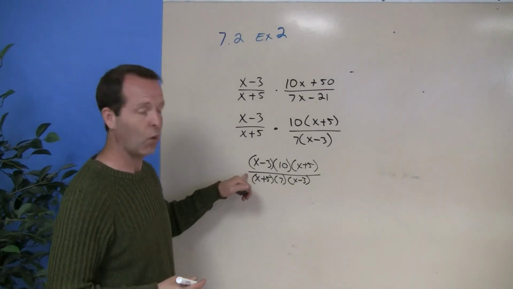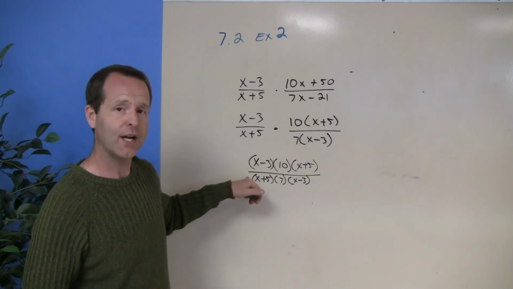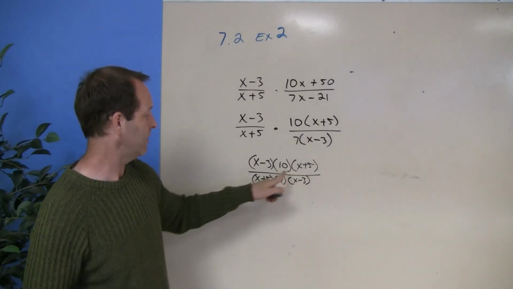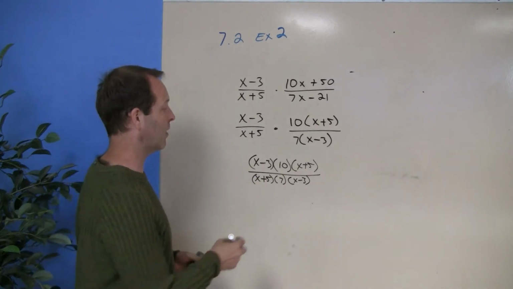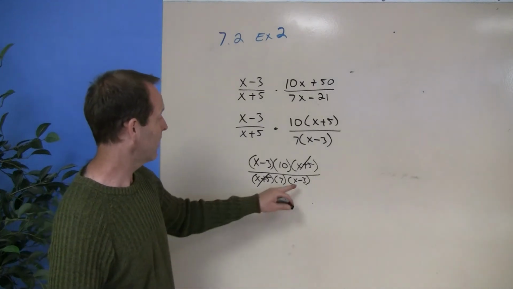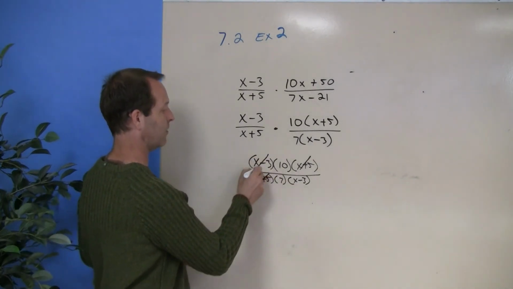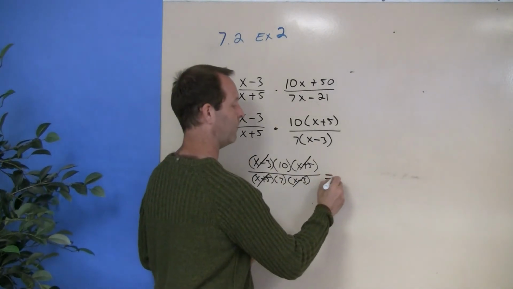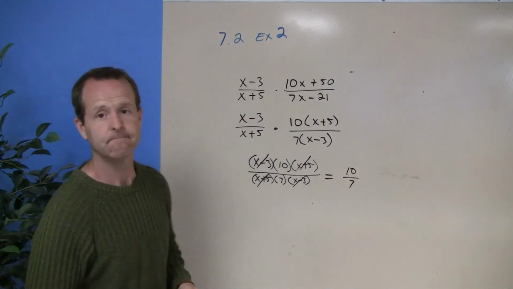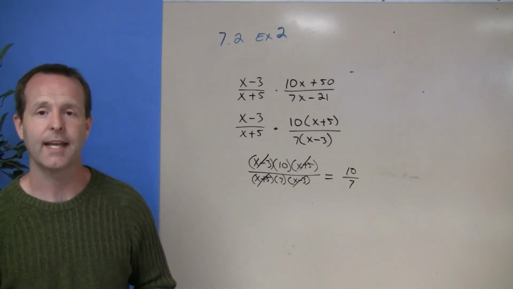So I wrote them all as one fraction, and then in that fraction, I'm going to start to see things cancel out. X plus 5 over x plus 5, I will cancel those, because that's essentially a clever version of 1. X minus 3 and another x minus 3. And now all I'm left with is 10 divided by 7. And that's my solution. I can't cancel any farther.